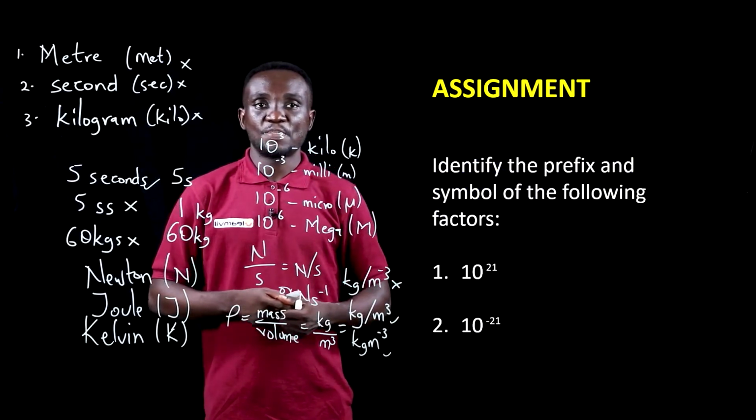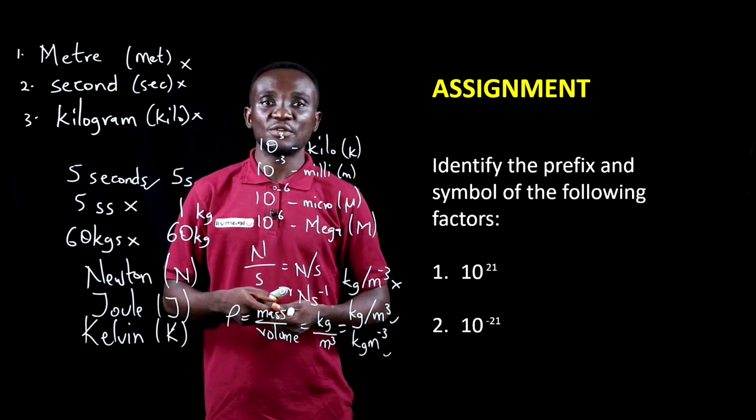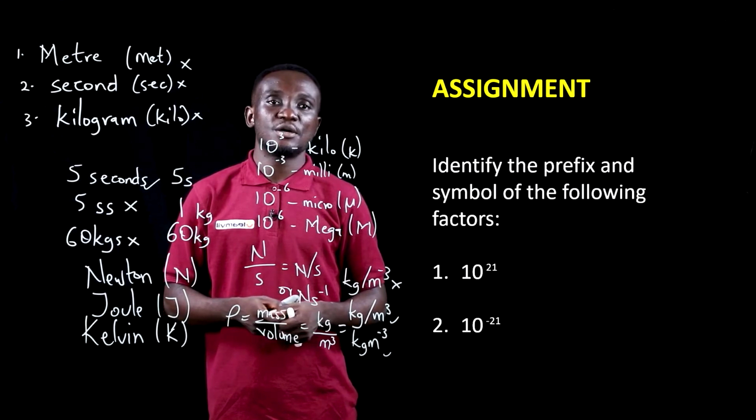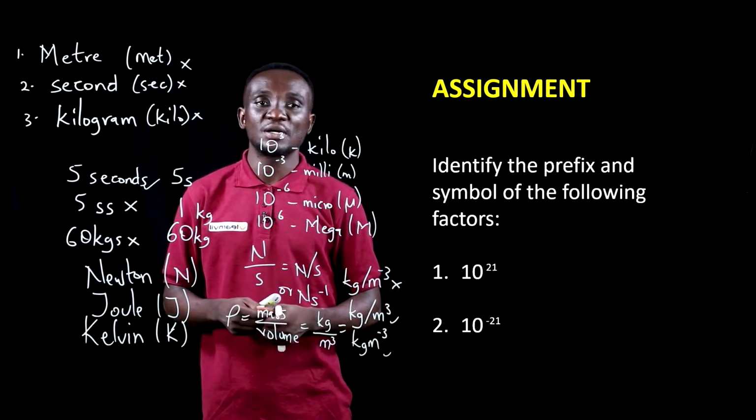Now the assignment. Identify the prefix and symbol of the following factors: 10 raised to the power 21 and 10 raised to the power negative 21.